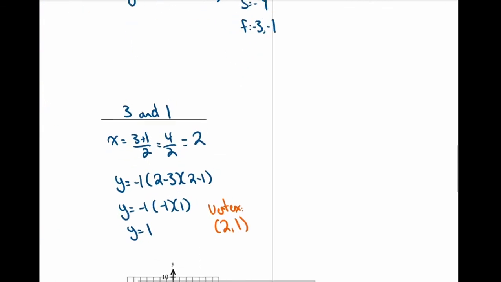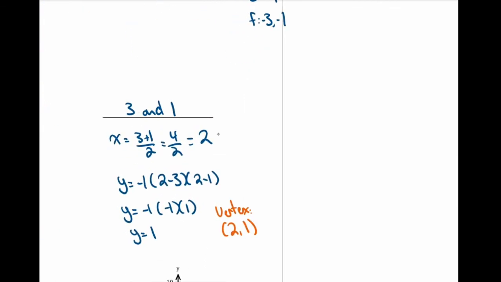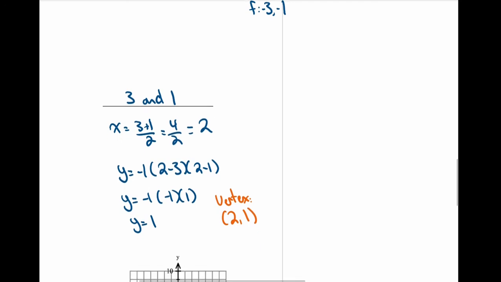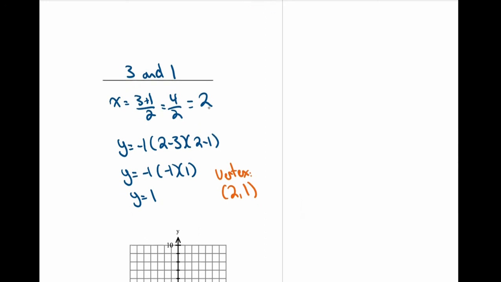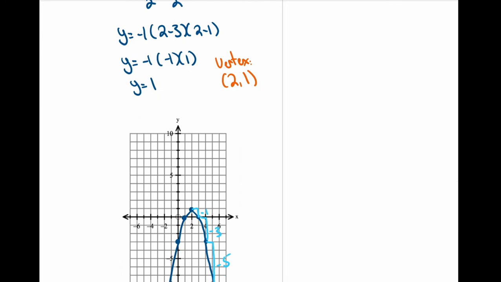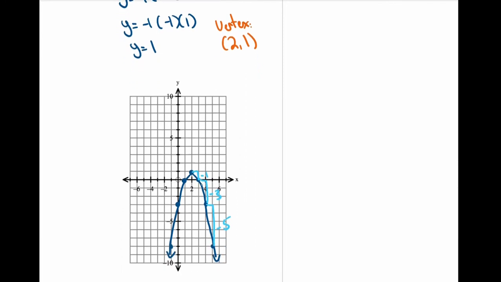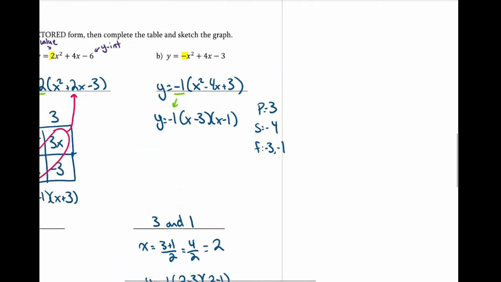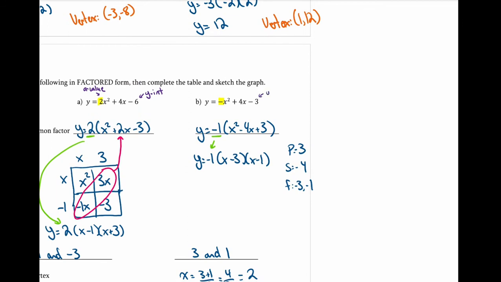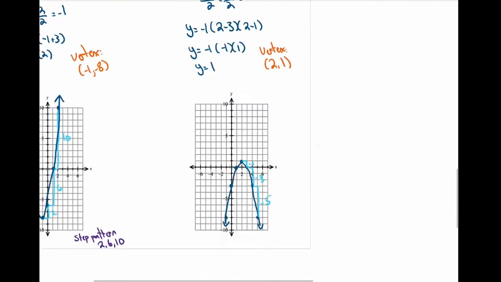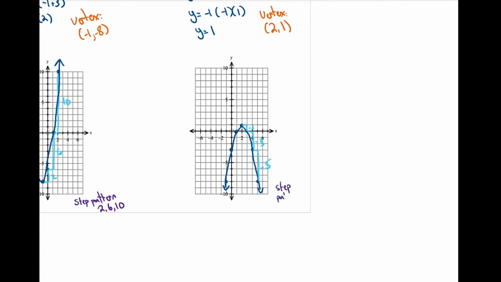To find my vertex, I found the middle of those two x-intercepts, which happened to be 2. I then took that x value, plugged it back into the equation for x, and solved for y. And I got that the y value of my vertex was 1. So my vertex ended up being 2 and 1, which I could plot on my graph. I could also plot my two x-intercepts. I could plot the y-intercept, again, because that's the last value in our standard form. And I can use that a value to help me find my step pattern, which was negative 1, negative 3, negative 5, to help me find my other points so I could roughly sketch it.